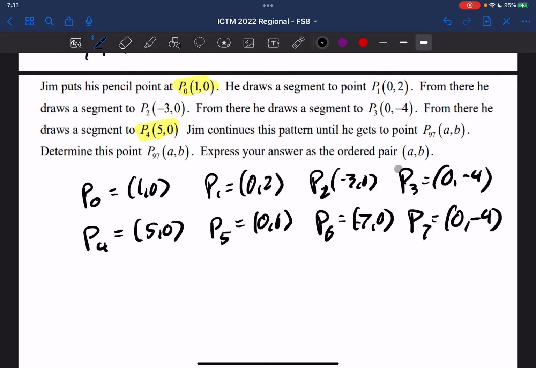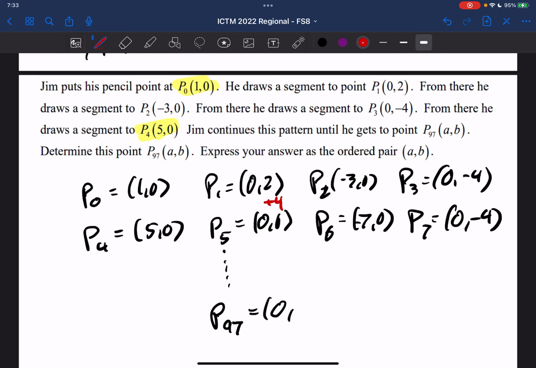Well, if you notice, P0, P4, and so on, these are all multiples of 4. These are all multiples of 4 with the remainder of 1. These are multiples of 4 with the remainder of 2. These are multiples of 4 with the remainder of 3. So the question is, what's 97? Well, 97 is a multiple of 4 with a remainder of 1. So P97 is going to be down here. So it's going to be (0, something).